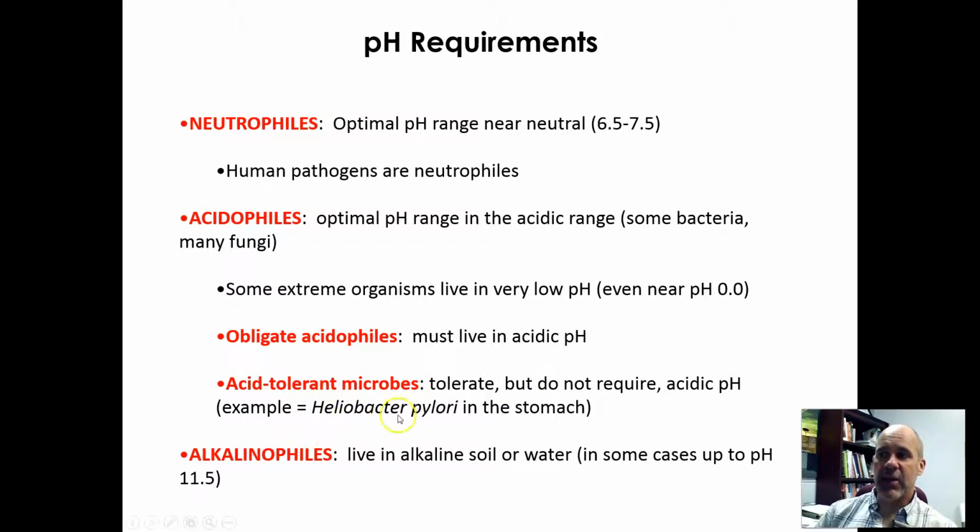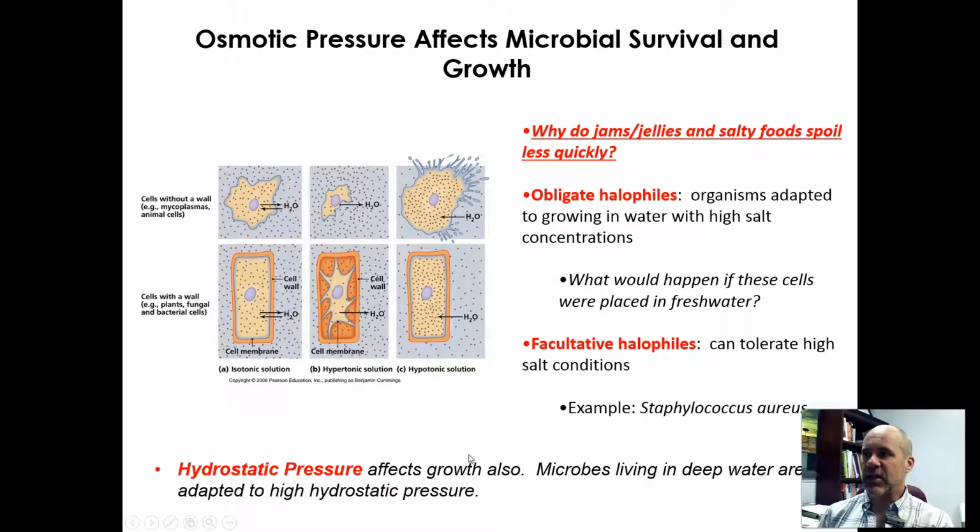A good example, Helicobacter pylori, we were talking about how that organism lives along the stomach lining. The stomach lining is a microaerophilic environment, if you remember that from the last lecture. And it's also an environment where there are acidic conditions along the inside lining of the stomach. So H. pylori doesn't need acidic conditions, but it can tolerate them, and therefore it's one of the few things that can grow along the inside lining of the stomach. Alkalinophiles have been discovered that thrive in conditions up to pH 11.5.